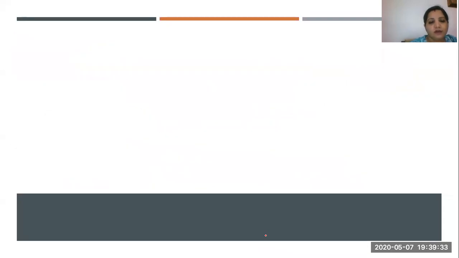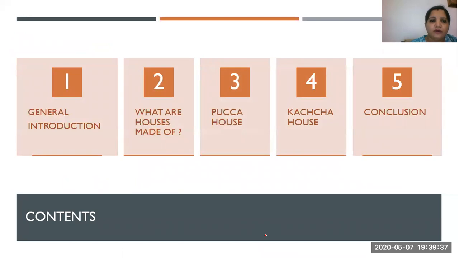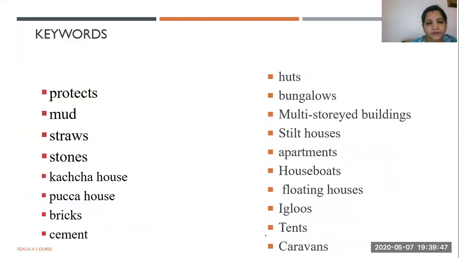So let's see, what are we going to learn today? Today I will be giving you a brief introduction about houses. What are the materials used to build houses? What is kacha house and what is pakka house, and the difference between both of them. So let's have a look at the keywords in this chapter.